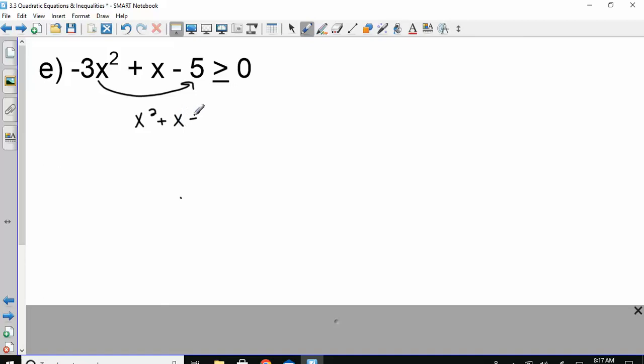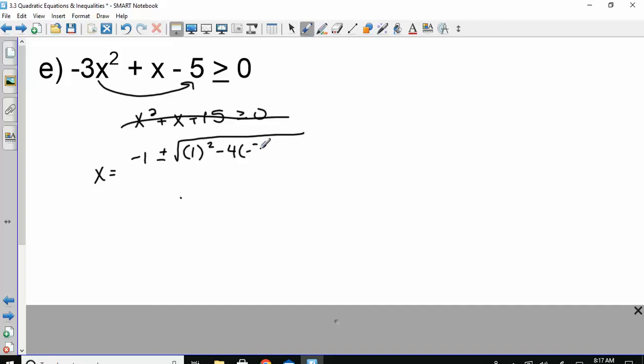If we do the slip and slide, oh, that's a problem. Is there anything that multiplies to 15 and adds to 1? No. So what do we do when things don't factor nicely? Quadratic formula. So opposite of b would be -1 plus or minus the square root of b squared minus 4 times a times c, all over 2a.